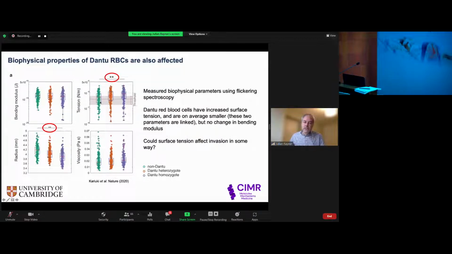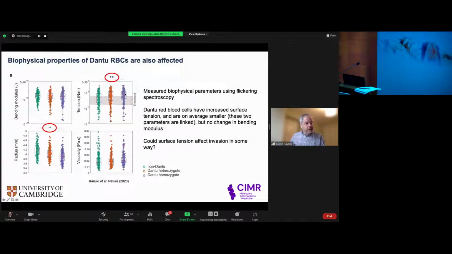And in these Dan2 cells, the tension was increased, but the bending modulus was unchanged. And concomitant with that increase in tension was a reduction in the size of the red blood cells. So Dan2 red blood cells are significantly, about 10 to 15%, smaller than regular red blood cells. And actually these 2 things are linked. So an increased tension causes the decrease in size. You can think of it like the tension on the skin of a drum. It pulls the membrane in and it makes the cells smaller. So we wondered whether this tension could be the thing that's affecting invasion.